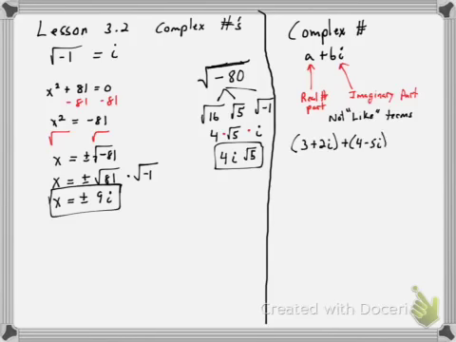So if we take this concept, we look at (3 plus 2i) plus (4 minus 5i). We really don't need the parentheses because inside the parentheses we're not doing anything. Looking at like terms, the 3 and the 4 are like terms, the 2i and the -5i are like terms. We're able to combine like terms to simplify that.